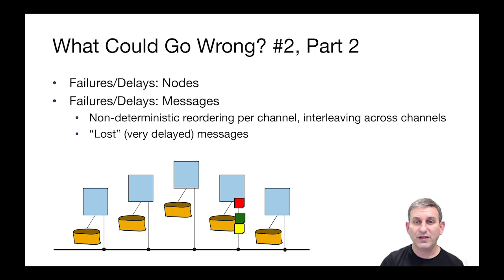So we get non-deterministic reordering per channel. Yellow and red got reordered here. We get interleavings across channels. The green message was reordered within the red and yellow in a certain way. And we had a lost message, the purple message. Right? So all these possibilities are things we have to worry about.